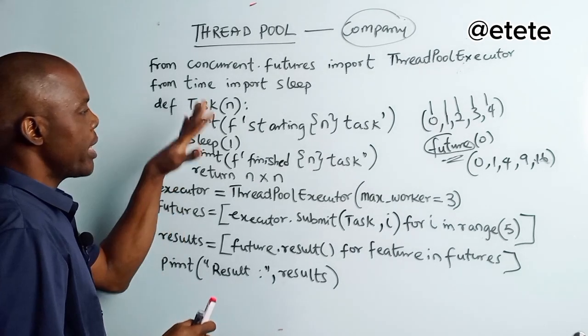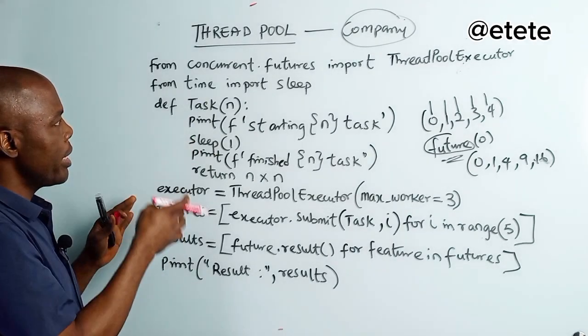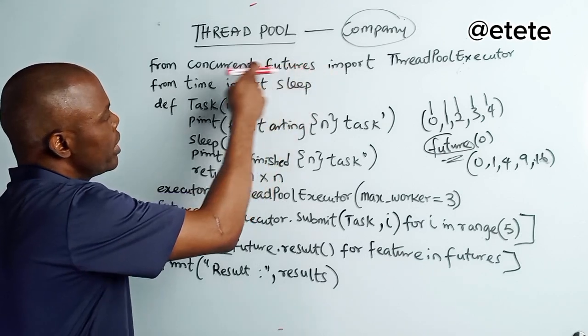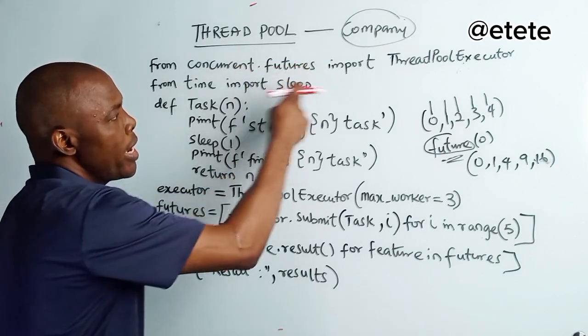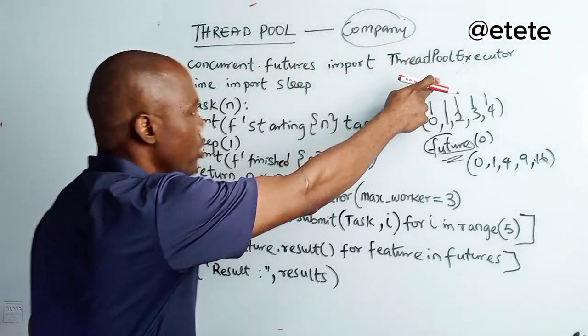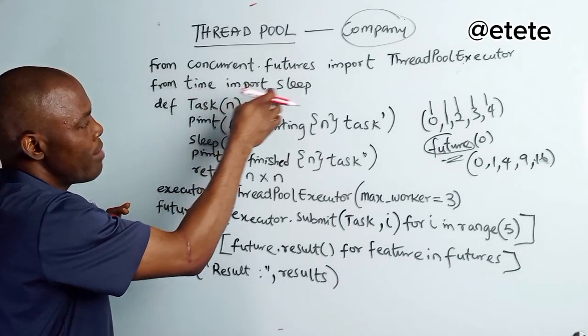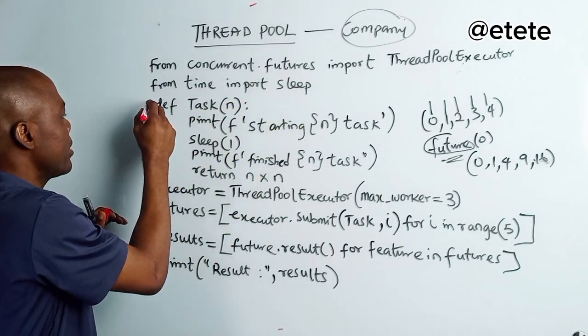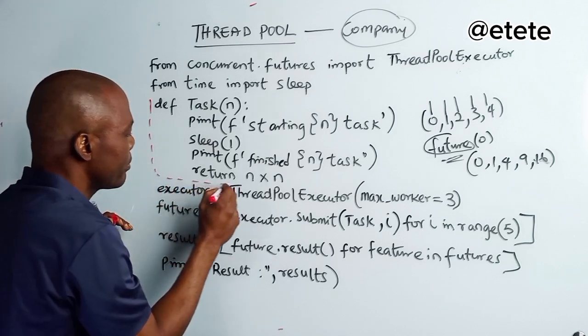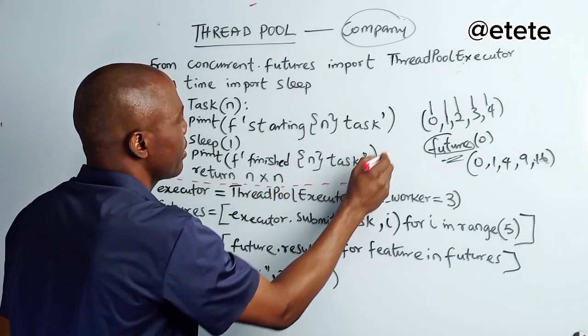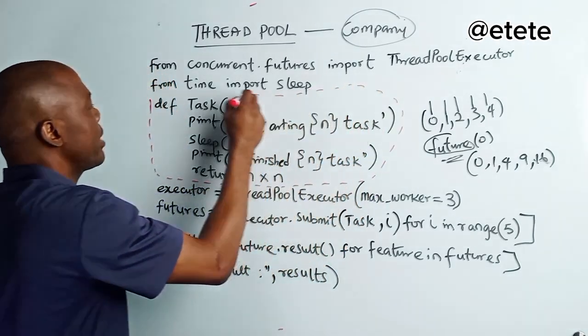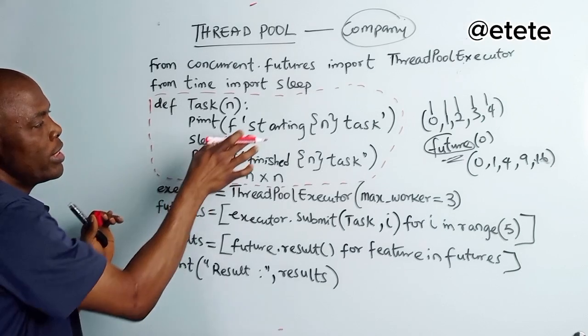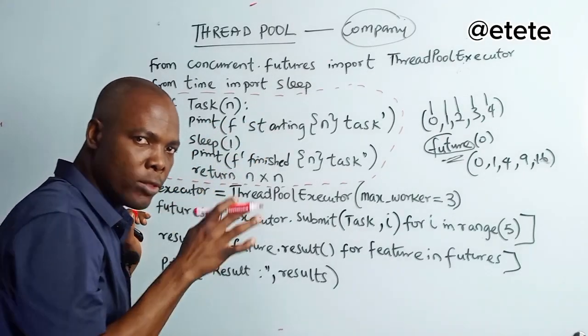Now, looking at my program, what have I done here? I've gone to this concurrent.futures module and I've imported my ThreadPoolExecutor. Then I've also come to time and imported my sleep function. Then I create a task. This is my task that I've created. So this is the task I want the threads to perform.